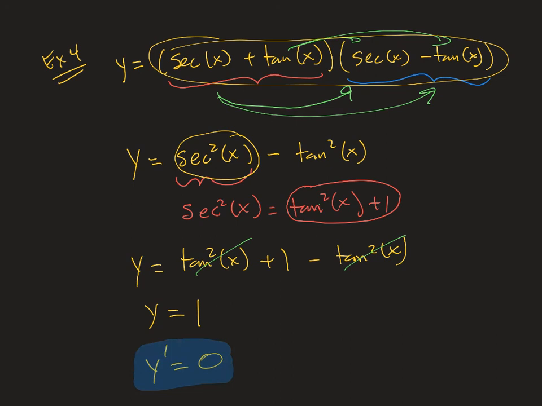Now, if you'd have gone through the product rule, like I mentioned at the beginning of the slide, you still would have ended up with 0 when you got done. But I think this is a more elegant way to get there, where you write out the difference of squares, use the Pythagorean identity to replace the secant squared of x so that the tangents cancel out, and then just take the derivative of 1 and get 0.